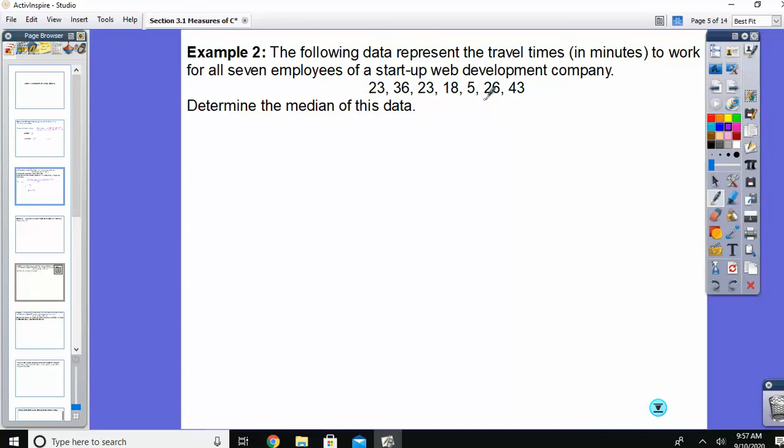So can I just look at this and find the number in the middle? No, you have to rewrite them small to large. So that would be 5, 18, 23, 23, 26, 36, and 43. So the number in the middle here is 23. Our median is 23.